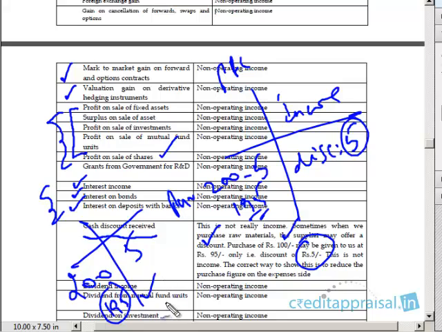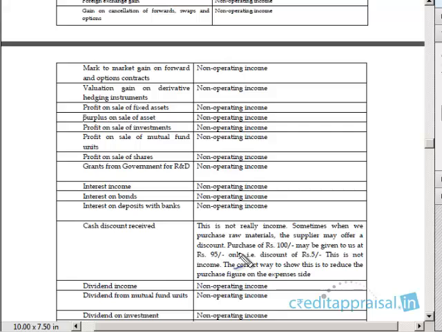This actually makes more sense, because it is not actually an income. You can say it's an income, but actually it is a netting figure. So adjust it in the purchases. Just in the purchases. So all your dividend income from mutual funds, dividend investment, all these are non-operating incomes.